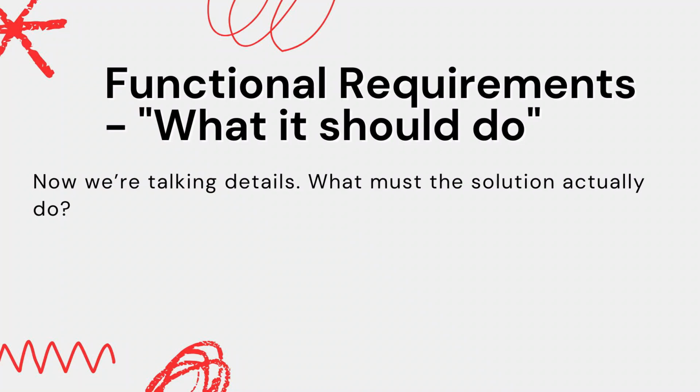And then there are functional requirements. Now we're delving into the details. What should the solution actually do? For example, the system must allow a patient to book appointments online. The app must send reminders via SMS. These are the features. They are the things that the developers will build. So remember that the functional requirements are what the system must do.